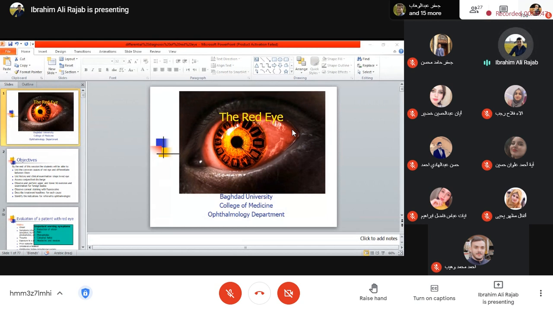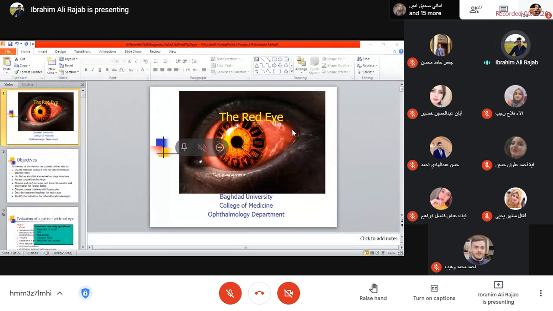Then we go for examination, and examination, as you know, we should be systematic, and we examine the visual acuity because there are some causes of red eye that cause blurred vision, and other causes of red eye that don't affect the visual acuity. So we should examine the visual acuity in a patient with red eye. And we will see later on the list of differential diagnoses that cause red eye and blurred vision, and another list which causes red eye without affecting the visual acuity.